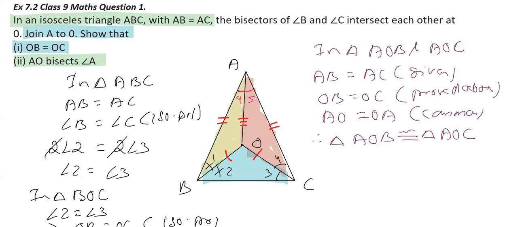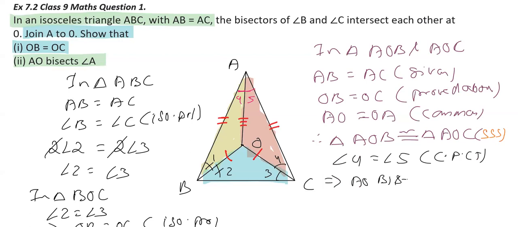Now, once we prove these triangles congruent, as you can see, these triangles are congruent by side, side, side. After proving these triangles congruent, I can simply write angle 4 is equal to angle 5. That's from corresponding parts of congruent triangles. And this implies that AO bisects angle A. And that's how the two parts of this question can be done.